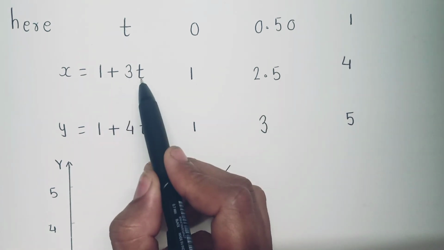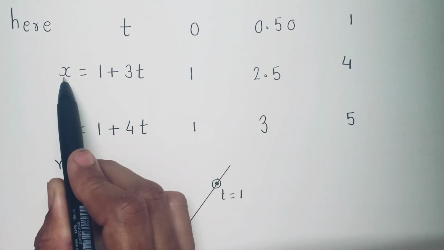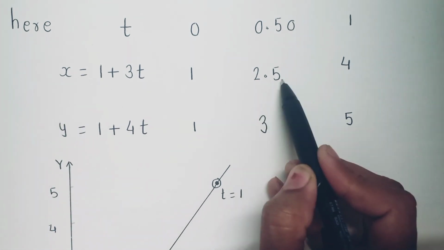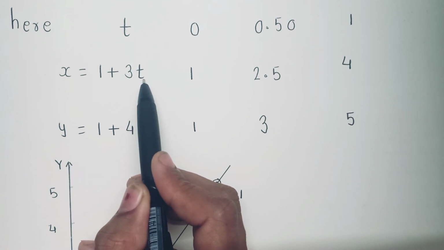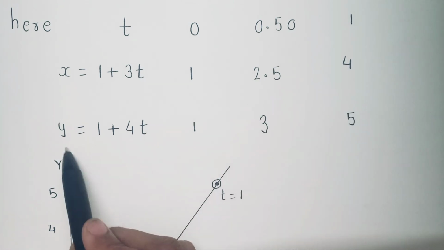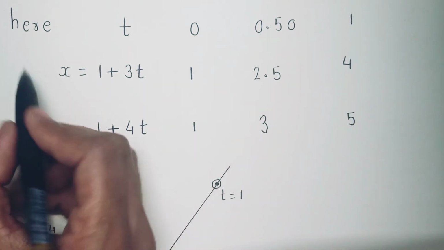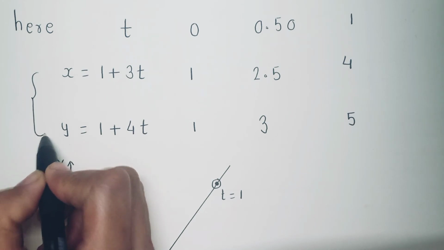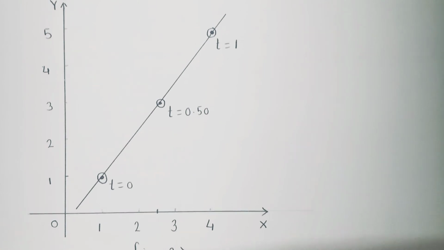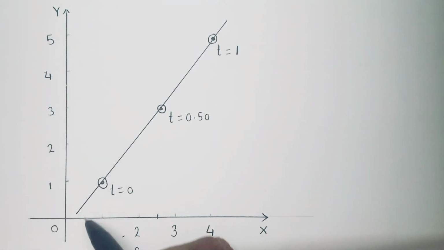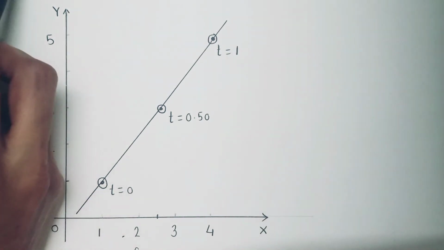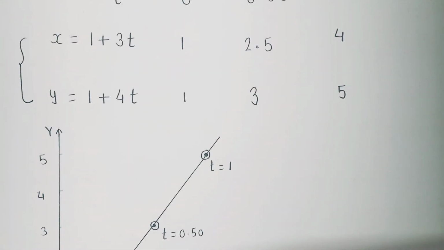Now put t is equal to 0.5. Then we get the values of the x and y parameters as 2.5 and 3 respectively. Similarly, substitute the value of t is equal to 1. So here we get x is equal to 4 and y is equal to 5. Now by using these values, draw a graph for that line. So here, this is the graph. In this graph, these are the x points, these are the y points, and we draw a line for that. That means here we use the equations x and y like this.